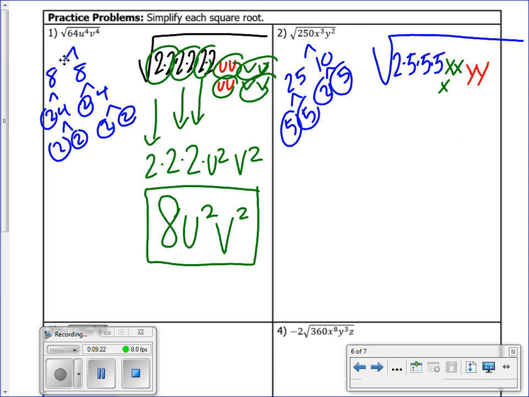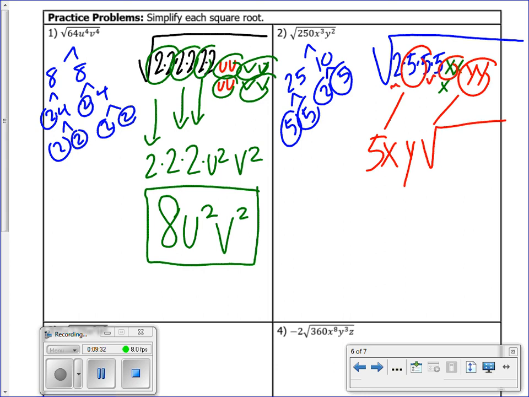We're going to take out twins. We have 1 set of 5 comes out. 1 set of x's comes out. And 1 set of y's come out. Square root. We have a 2, a 5, and an x left over. So 2 times 5 times x. And when I multiply that together, you get 5xy on the outside, square root 10x on the inside.